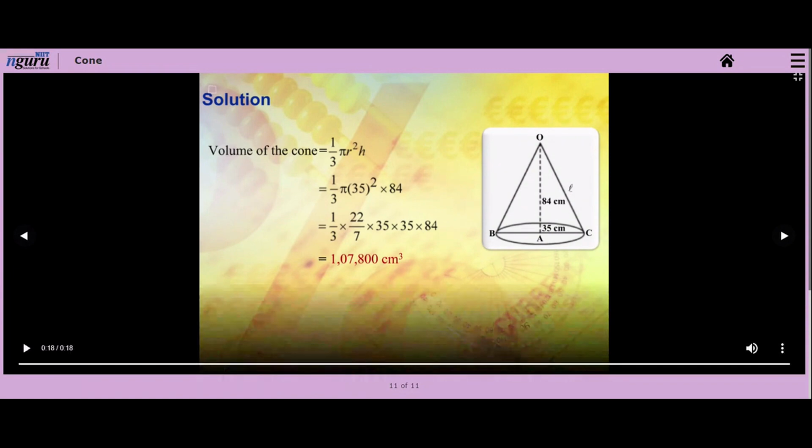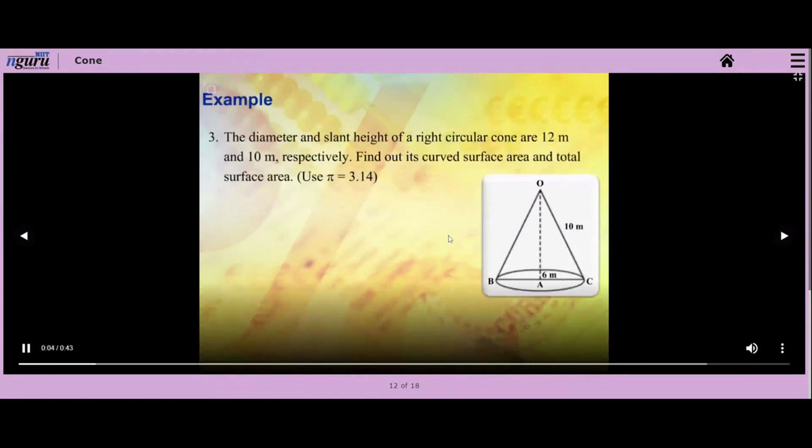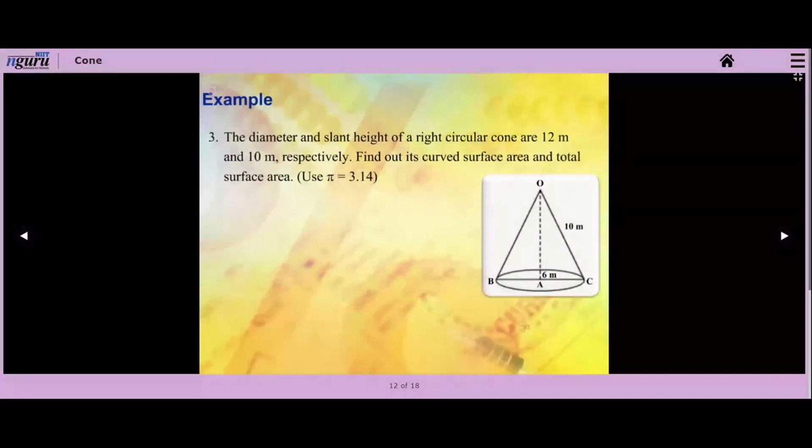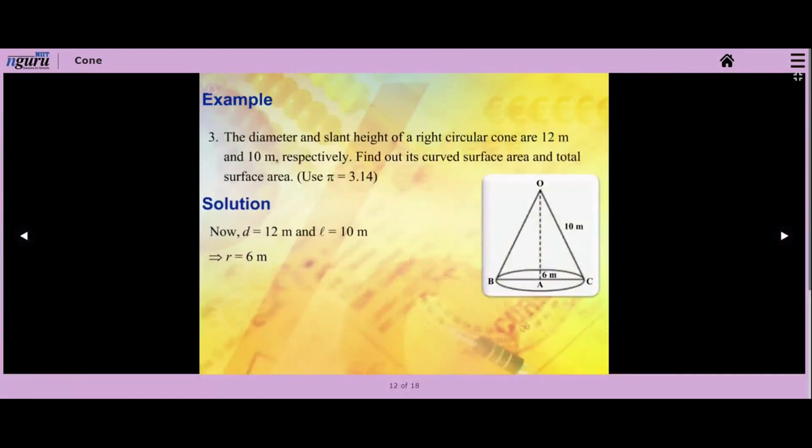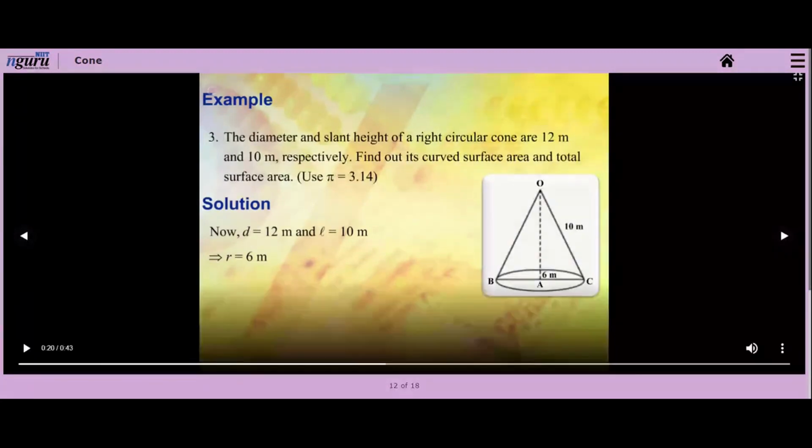Okay. The radius and height of a right circular cone are given. Find out its curved surface area and total surface area. Now, the diameter is equal to 12 meters. Slant height is equal to 10. Do this. Take 3.14 for pi.